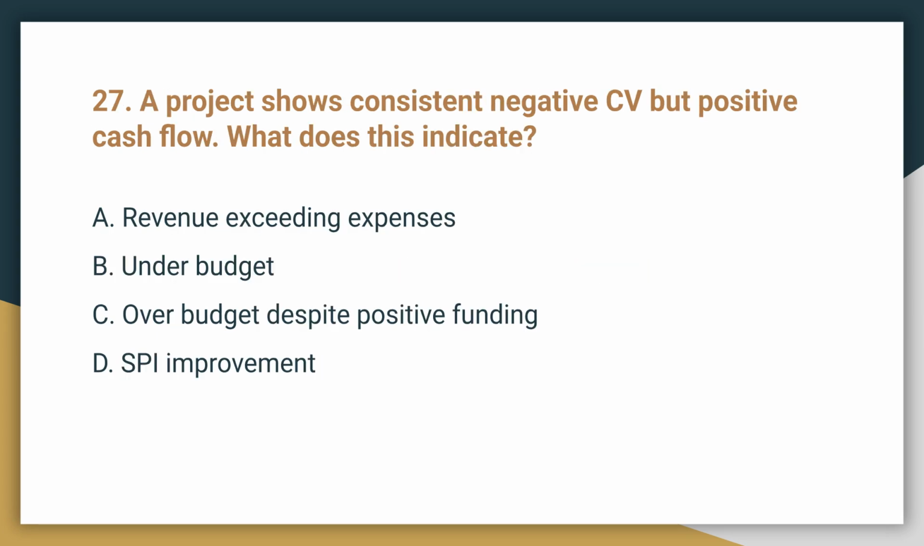Question 27. A project shows consistent negative cost variance, or CV, but positive cash flow. What does this indicate? The correct answer is C, over budget despite positive funding. Negative CV means the project is over budget on work performed, regardless of the overall cash flow status.